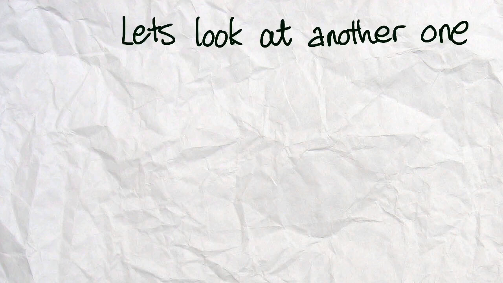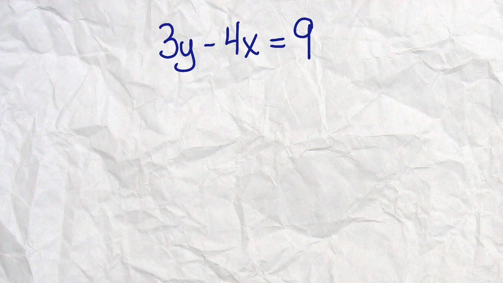So let's take a look at a different one. In this case, we're going to have to do something slightly different, but the same procedures. We look at 3y minus 4x equals 9, and our first step is going to be the same.